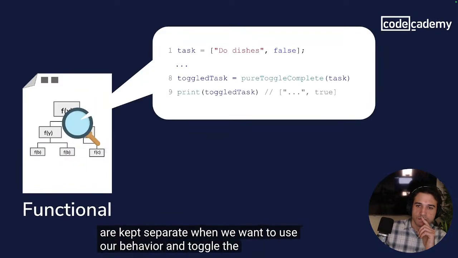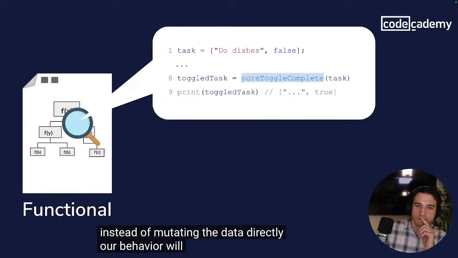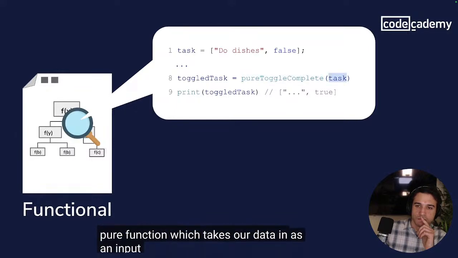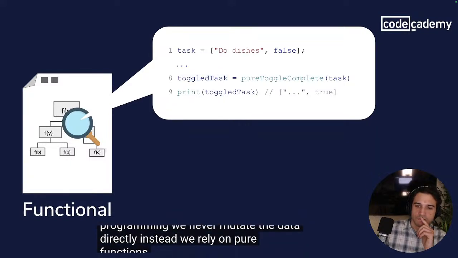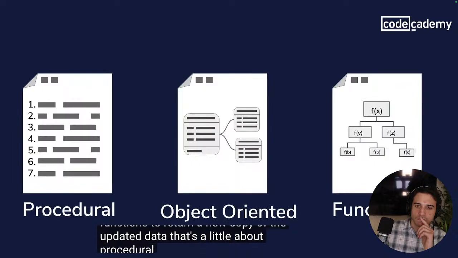When we want to use our behavior and toggle the to-do task, instead of mutating the data directly, our behavior will be abstracted into a pure function, which takes our data in as an input and returns an updated copy of our data as an output. In functional programming, we never mutate the data directly. Instead, we rely on pure functions to return a new copy of the updated data. That's a little about procedural and functional programming paradigms.